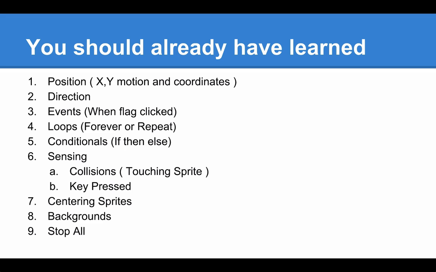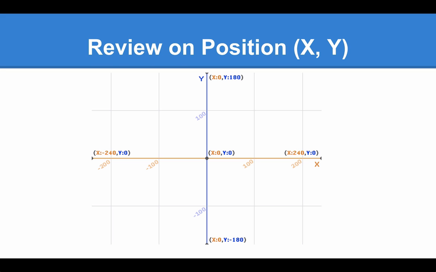But first, these are some things you should have already learned. We did the Pong game previously, so you should have learned position, direction, events, loops, conditionals, sensing, collisions, key pressing, sprites, backgrounds, and stage. You should have learned all these things already, but I want to recap one because that's what we're going to use today, which is the position.